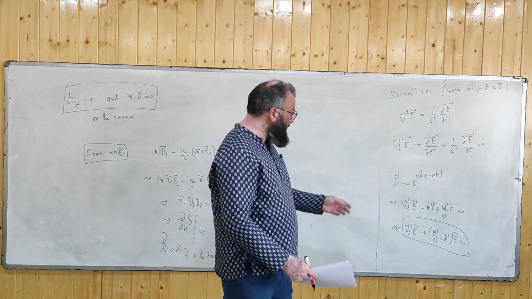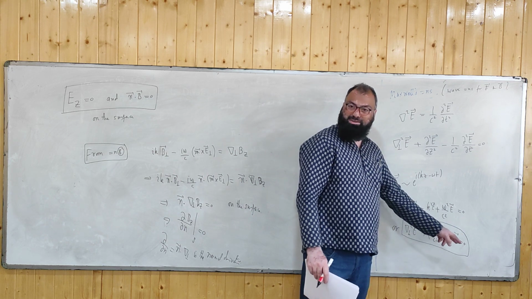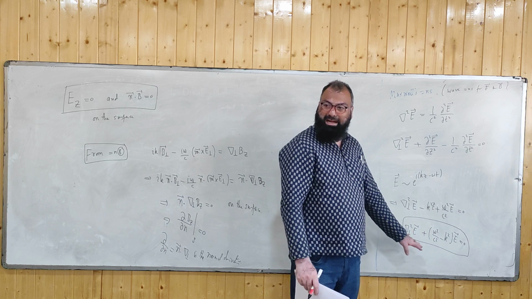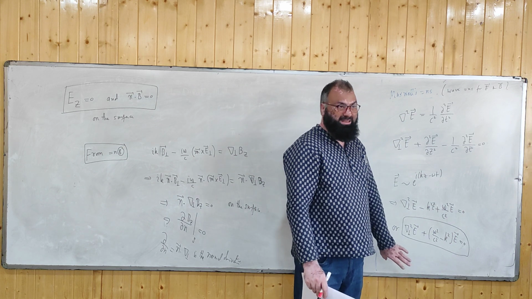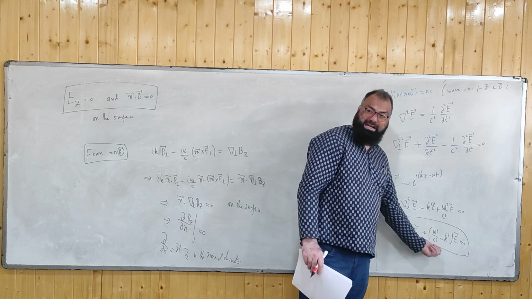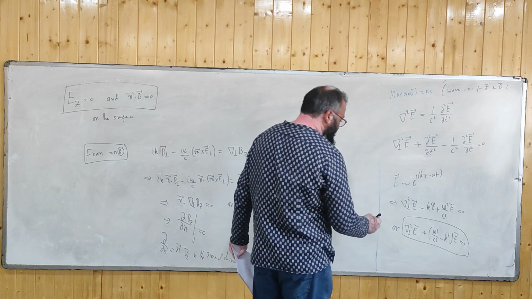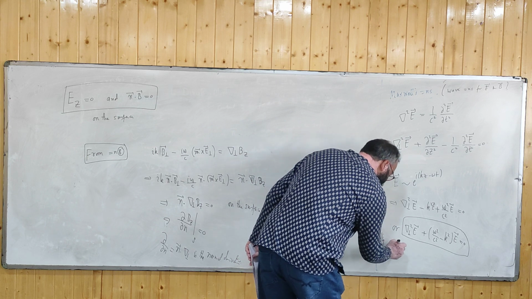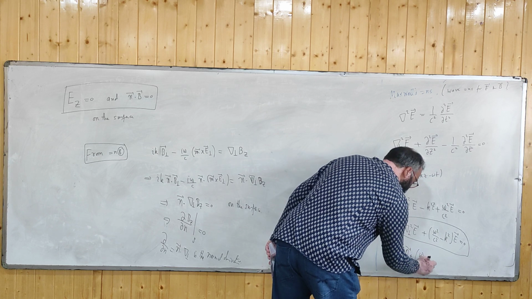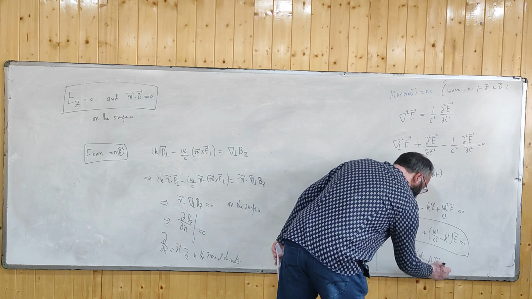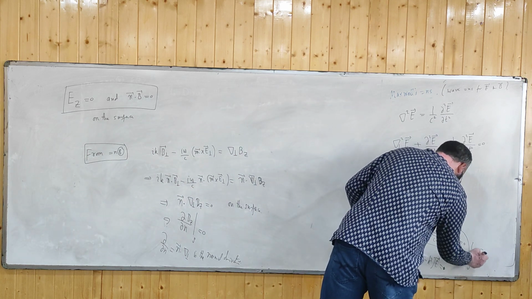If you have nabla squared plus some k squared phi equal to 0, we call that equation a Helmholtz equation. If this term is not there, then it's a Laplace equation. The difference between the two is only this additional term. Got it? Similarly we can have it for B, the same way: omega squared by c squared minus k squared B equal to 0. So let me put the numbering: this is equation 14.